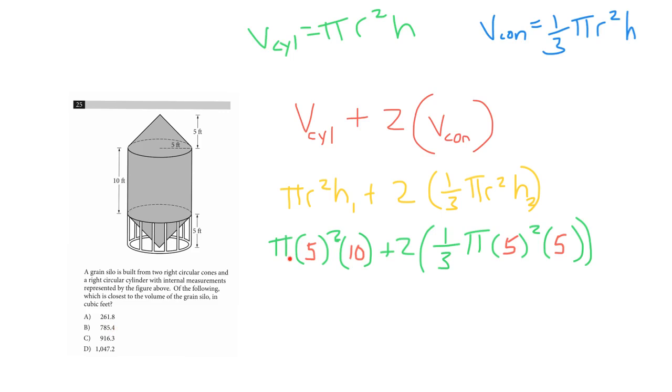So that means that you could either use 3.14 or actually use the pi symbol in your graphing calculator and just come up with a number. So I'm going to do that right now, putting all of this into the calculator.